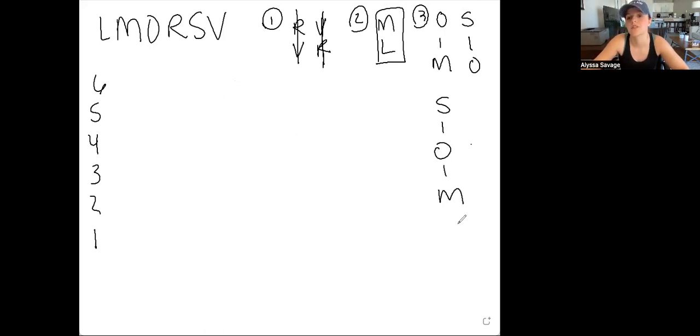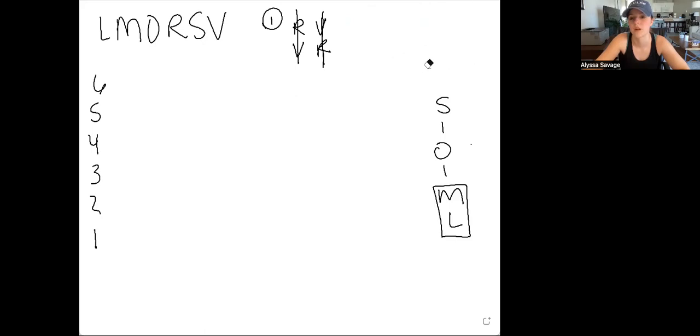S is above O, which is above M. And this actually helps us out a lot. I'm glad we didn't start with the second rule because we can combine the second rule with our third rule. M and L have to touch. So now I don't have to worry about those rules anymore. We have this monster rule.